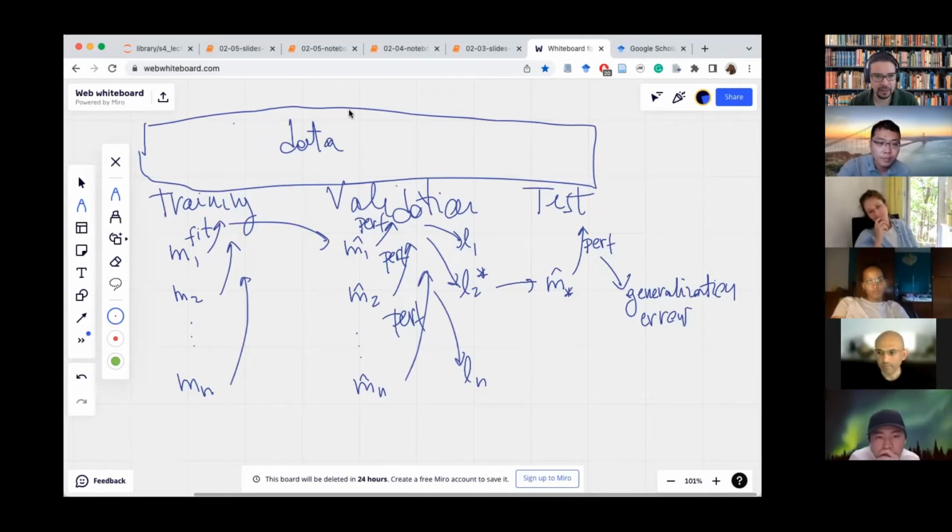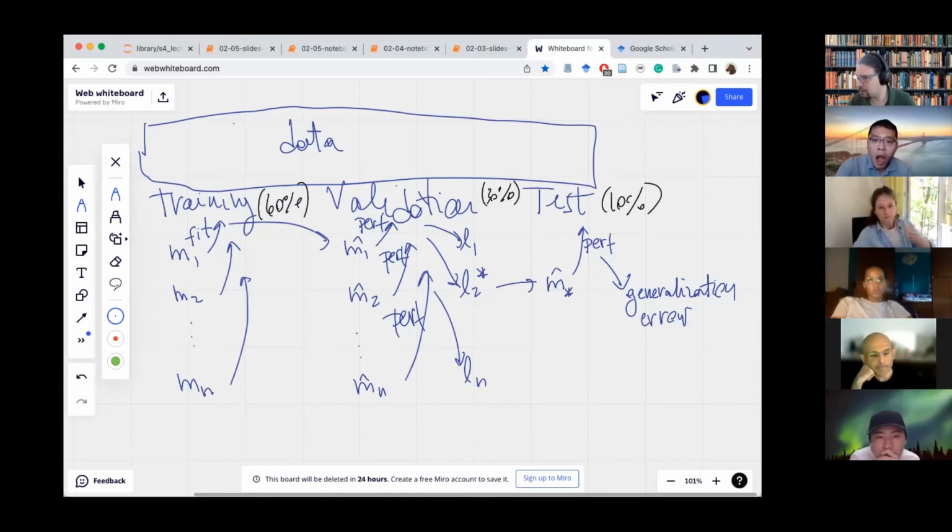So typically, well, not typically, I guess this is something that I use. This is like 60% of the data. This could be like 30%. This could be like 10%. That's how it works.